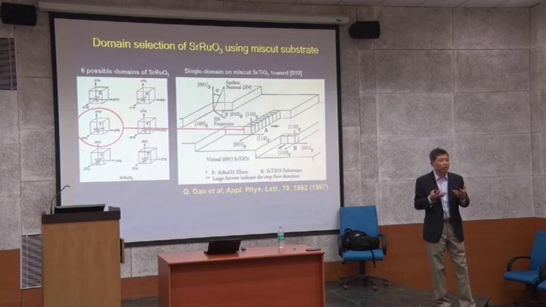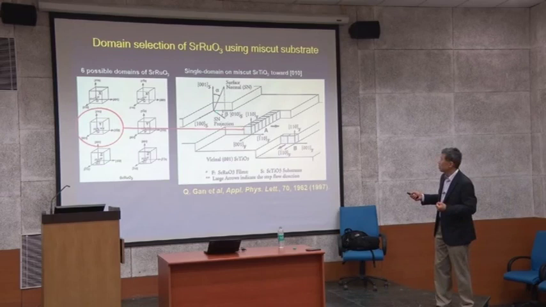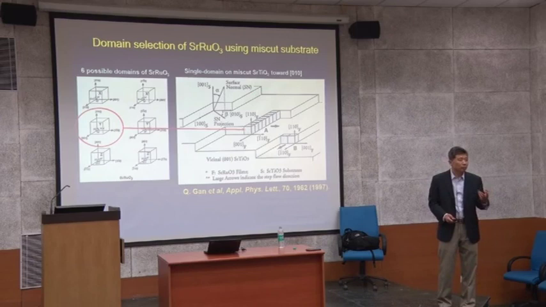About this one, the miscut orientation is a beta angle. We expect that beta equals zero means the miscut is entirely along that direction. So this kind of step doesn't exist, and only this step exists, so that everything is aligned in one direction. Okay, this is the orthorhombic system of strontium ruthenate.